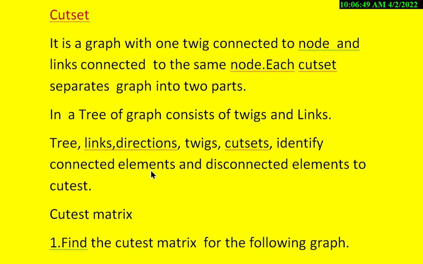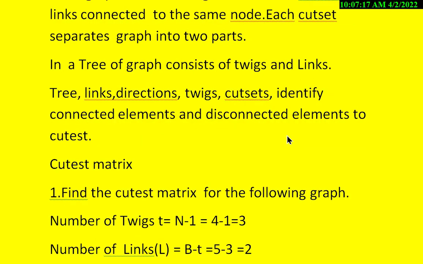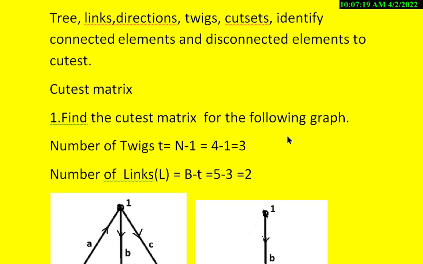So to get the cut set matrix, first of all, for each cut set it should be noted how many branches or elements are connected to that particular cut set. Similarly, note the elements disconnected from that cut set. Once these two are known, the cut set matrix can be written without much difficulty.